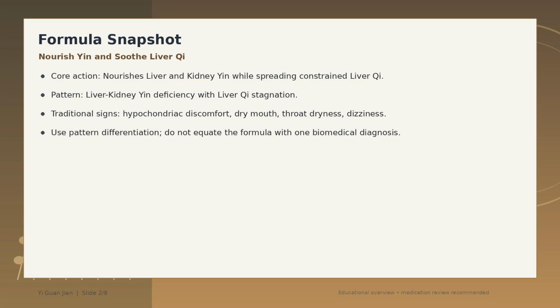The traditional target pattern is liver-kidney yin deficiency with liver qi stagnation. Typical clues include hypochondriac discomfort, dry mouth, throat dryness, dizziness, red tongue, thin weak or wiry pulse. These findings are not all required, and the same biomedical diagnosis can present with different Chinese medicine patterns.